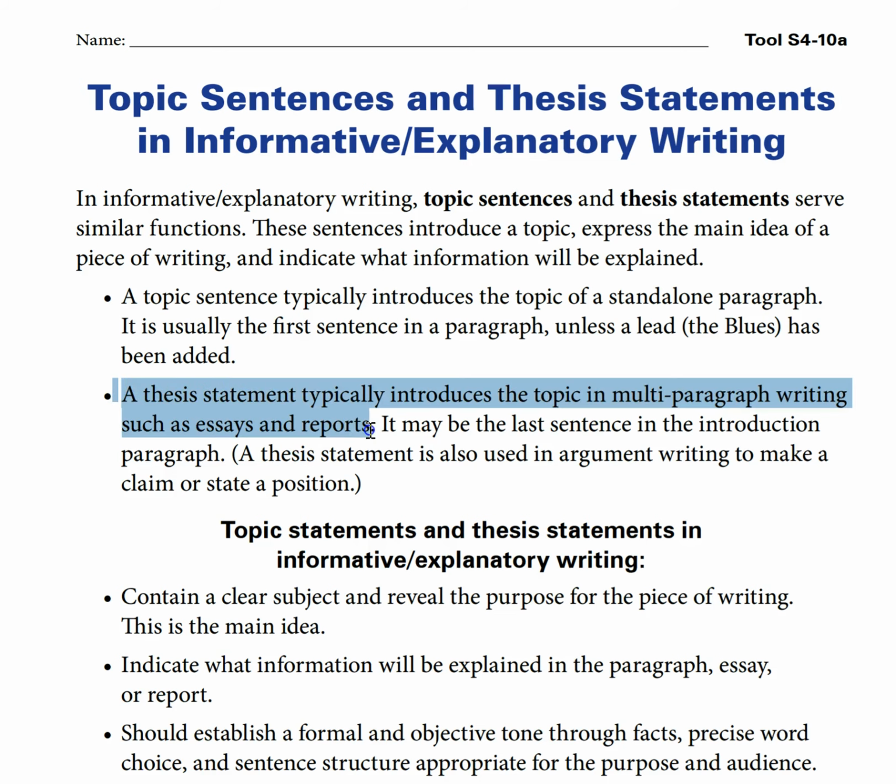And this is really what we're focusing on because our BATS essay needs to be multiple paragraphs, and your thesis, your topic sentence, or what you're going to be writing about in multiple paragraphs needs to be stated in the first paragraph. So we're focusing mainly on a thesis statement. It may be the last sentence in the introduction paragraph.